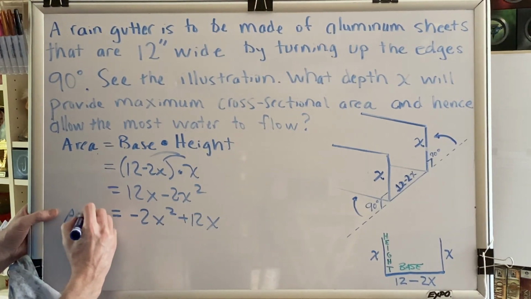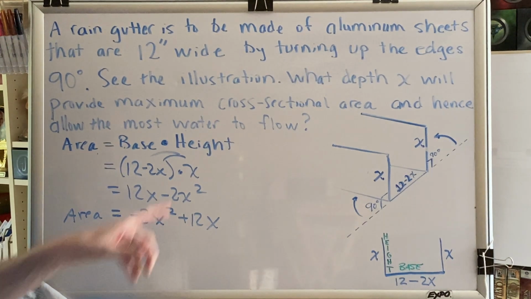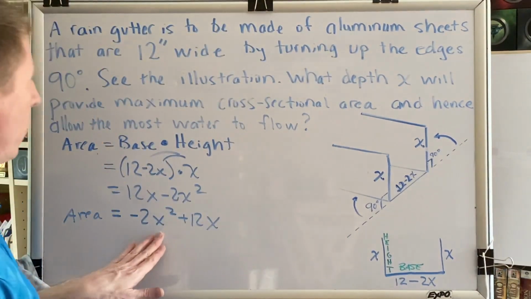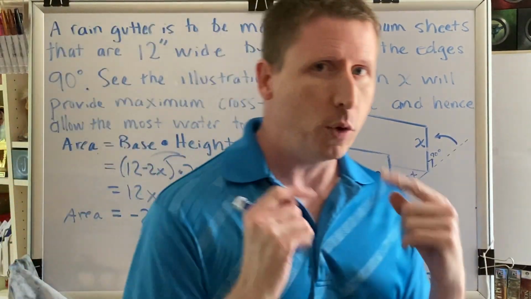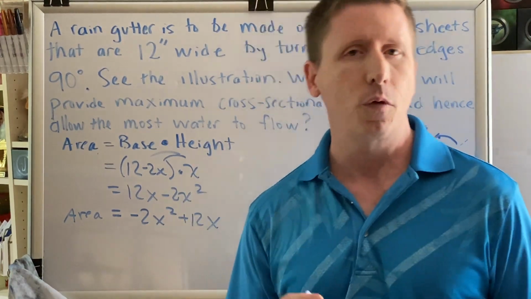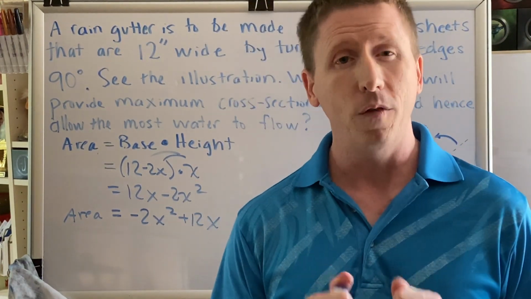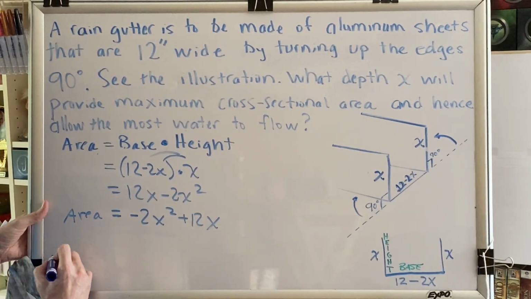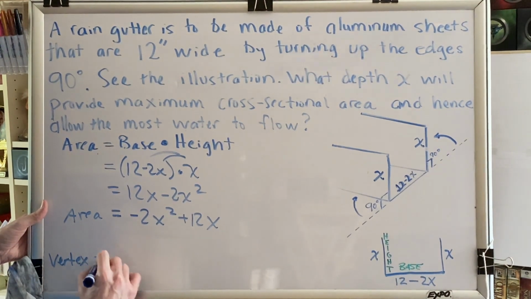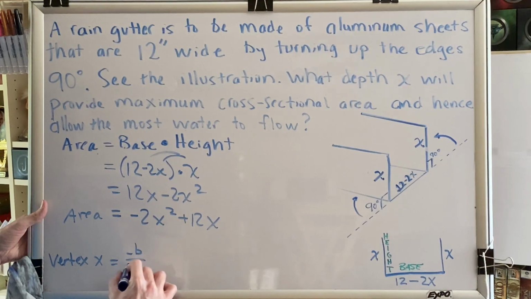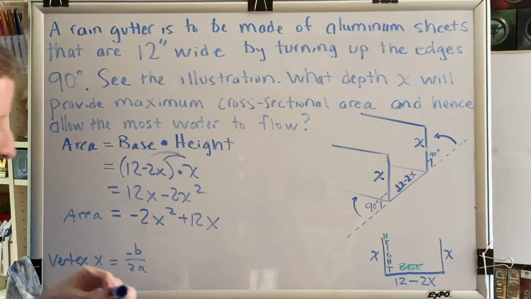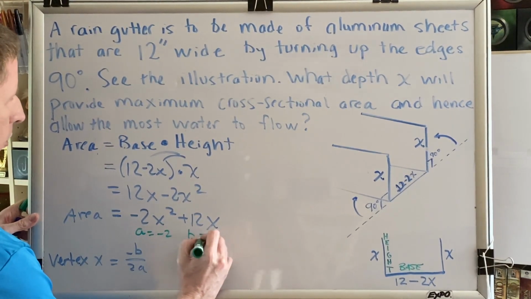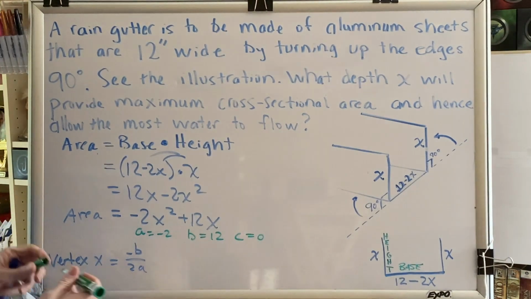Okay, so we've created a formula for the area, the cross-sectional area of our channel, based on the variable value x. Now we want to maximize it. So we recall that when you have a function that is quadratic in form and you're asked for an extreme word like minimum or maximum, you're looking for the vertex. So the part of the problem that we're going to use here is the vertex formula. Our vertex x formula is equal to opposite b over 2a. And for this particular equation, a is equal to negative 2, b is equal to positive 12, and c is equal to 0.